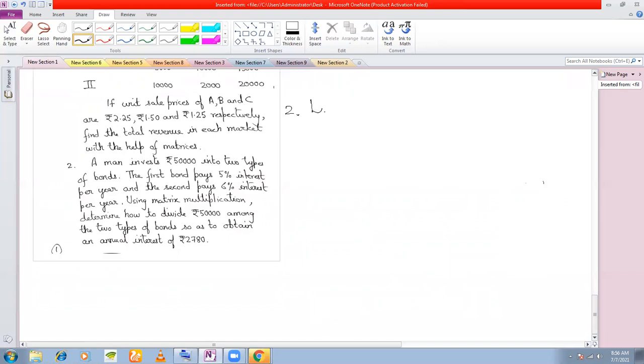So I say, let the man invest rupees X in bond A and rupees 50,000 minus X in bond B, right? So we form the matrix.